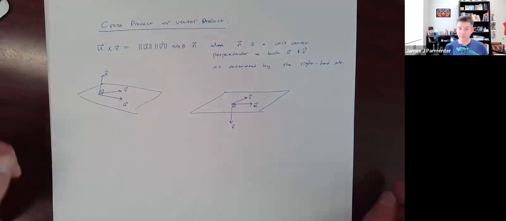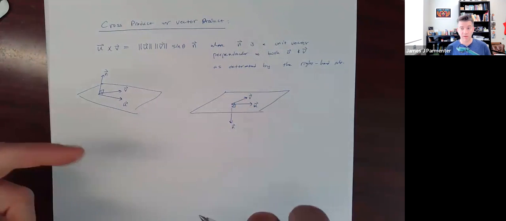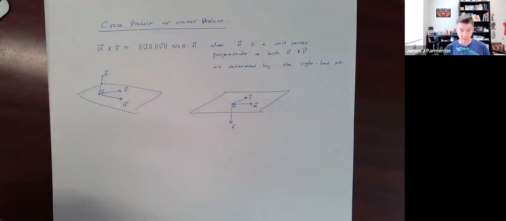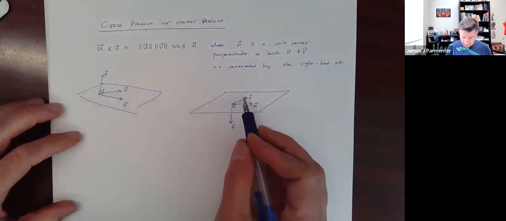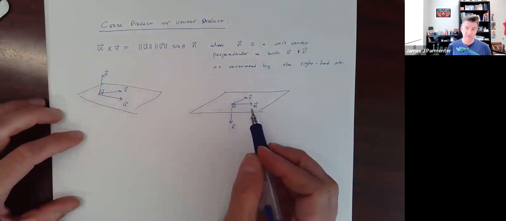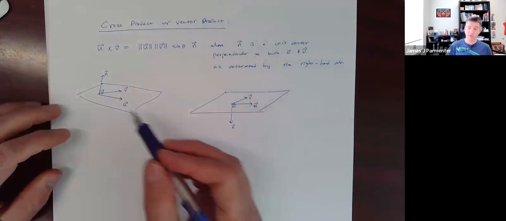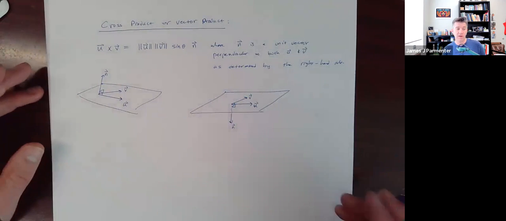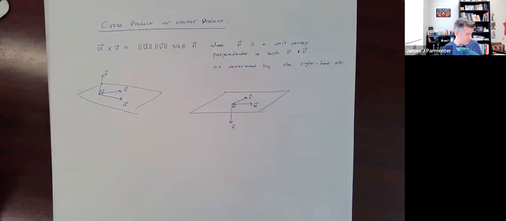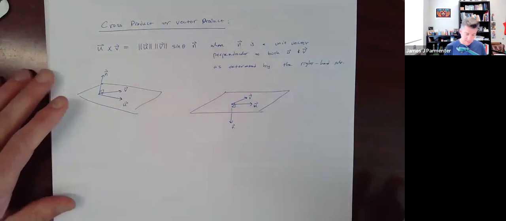So interestingly enough, when you cross two vectors together, the order actually does matter. u cross v and v cross u produce vectors that point in opposite directions. Literally opposite. So if you know u cross v is this vector, v cross u would just be the negative of that vector. A couple of good things to know.